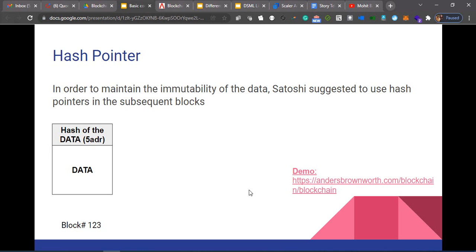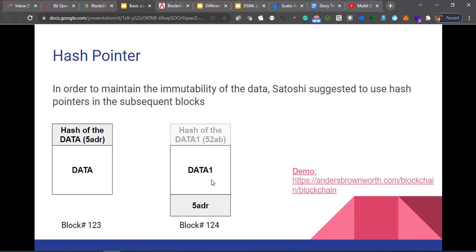So remember, we discussed that blockchain is nothing but an append-only timestamped ledger. So in order to achieve that append-only component of blockchain, hash pointers are used. So let's say I have a block which contains some data, and let's say the hash of this data is 5ADR and block number is 123. So what we typically do when I'm going to add the next block is this hash becomes part of the data for the next block, and the hash which we are getting, 52ab, is on the combination of data 1 and 5ADR.